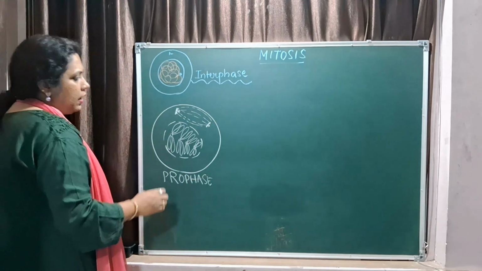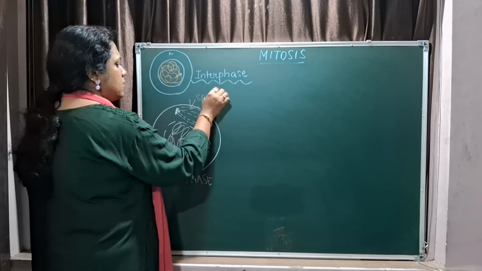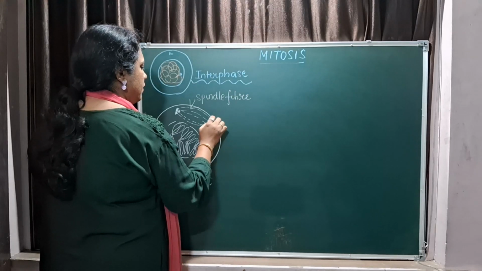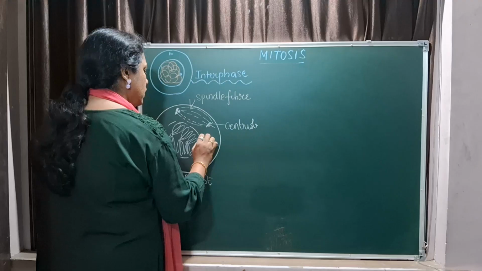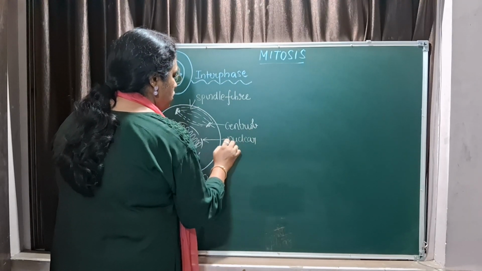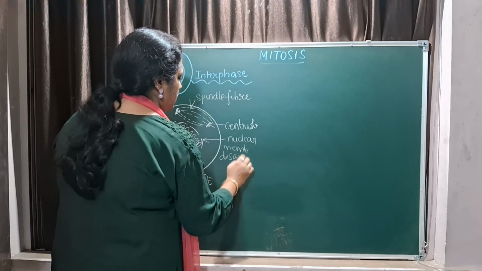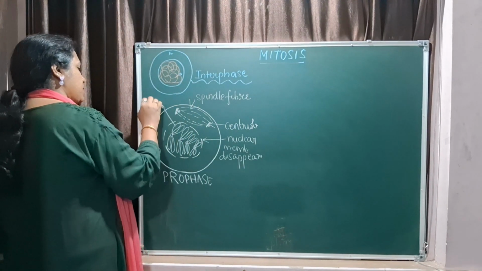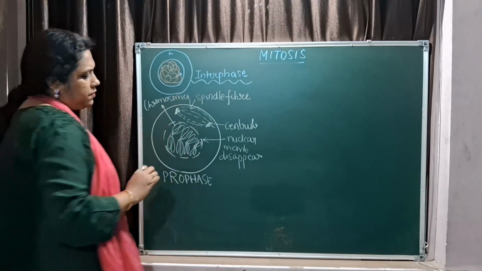Is it clear? In prophase, you have the spindle fibers, that is, spindle fiber formation begins. You have the centriole. You have the nuclear membrane disappearing. Even the nucleolus also disappears. Right? And you have chromosomes. This is how you are going to draw and label, and you get your full marks.